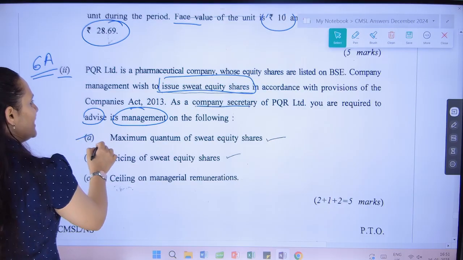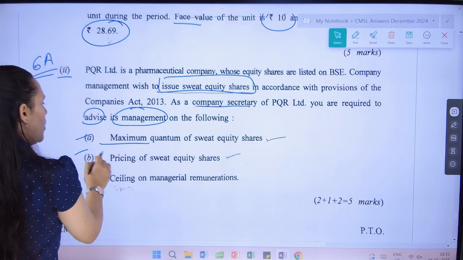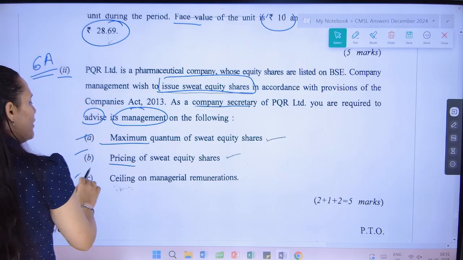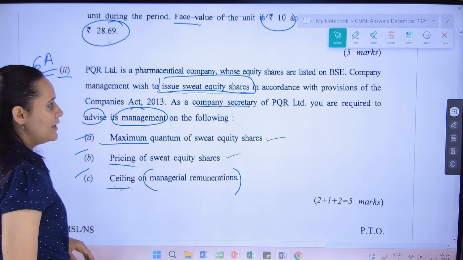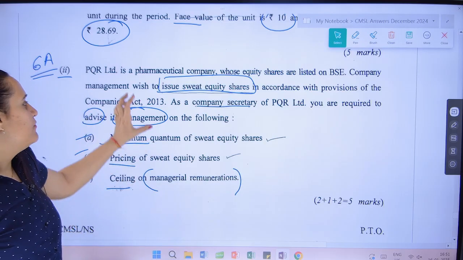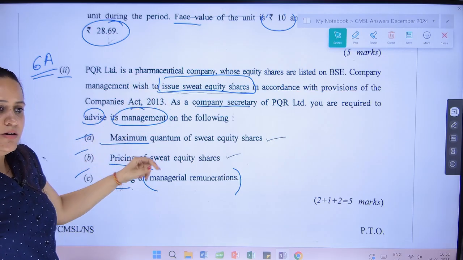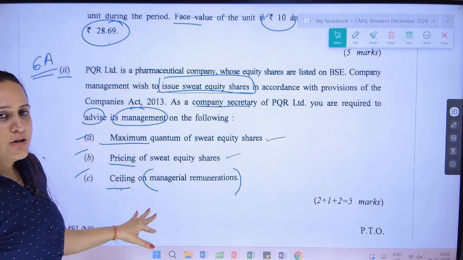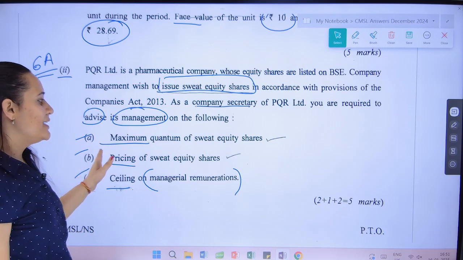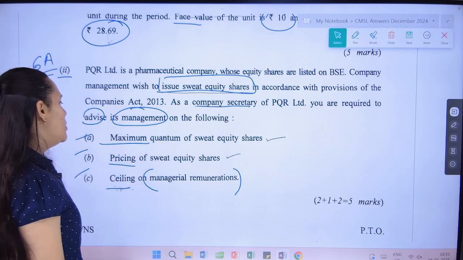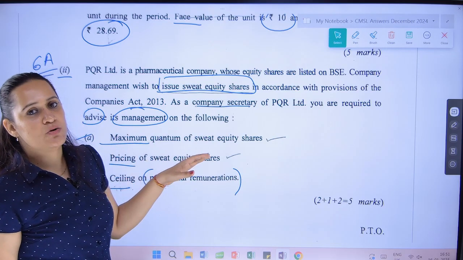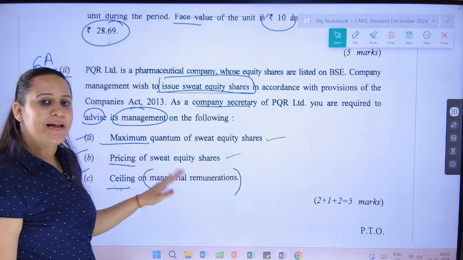things. What is the maximum quantum of sweat equity shares? What is the pricing of sweat equity shares? And what is the ceiling on managerial remuneration? Again, no relation. Facts, they have not given what is the capital structure, etc. So all are direct theory questions where they want to understand what is the maximum sweat equity shares that can be issued, what is the pricing at which sweat equity shares are going to be issued, and what is the ceiling on managerial remuneration.